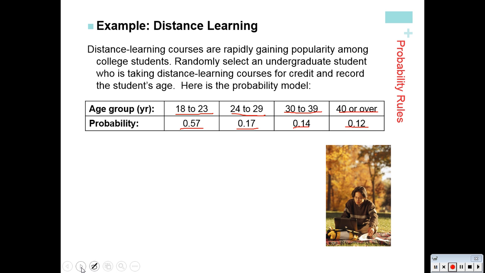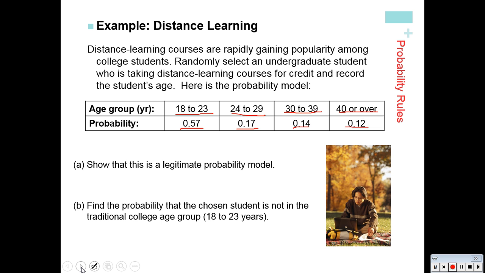So the question here says, show that this is a legitimate probability model. For it to be a legitimate probability model, it must list all the possible outcomes, and then the probabilities of each of those outcomes collectively must equal 1.